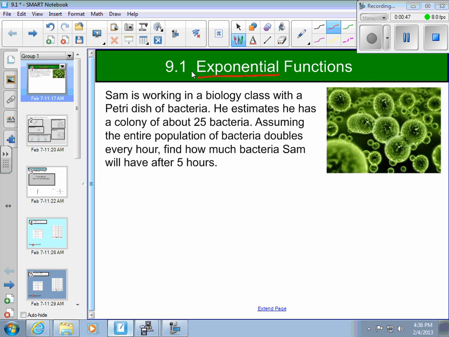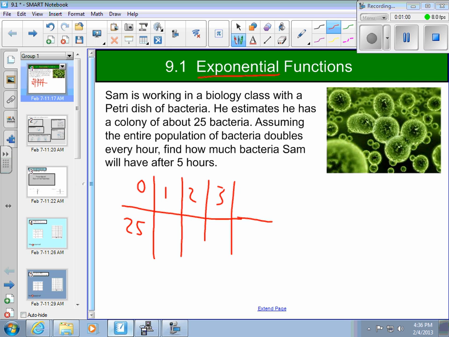Okay, let's see. One way to do this would be to make a table, and I'm guessing some of you maybe did that. At 0, or the start, we know there's 25. After 1 hour, 2 hours, 3 hours, we can figure out how many we have all the way up to 5 hours. So if it doubles after the first hour, now we're up to 50. If it doubles again, we're up to 100. Doubles again, 200, 400, and finally at 5 hours, we'd be up to 800 bacteria.